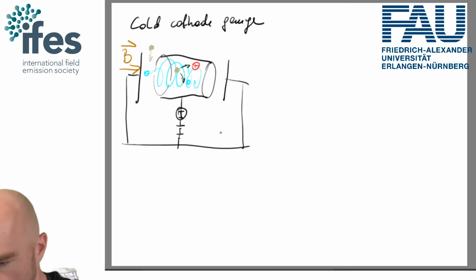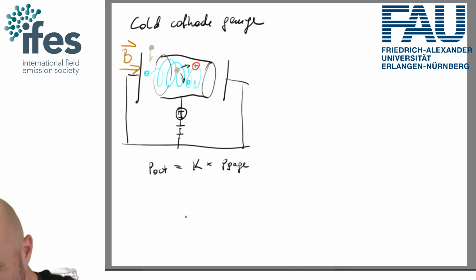And that gas dependency is that the pressure equals a factor K times P, the pressure on the gauge, and the K typically depends on the gas. So this is for a Pfeiffer.